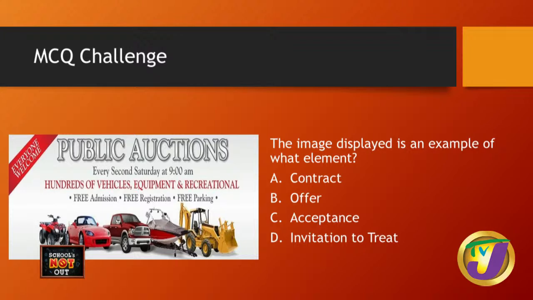So here's our question. The image displayed is an example of what element of contracts? Is it a contract? Is it an offer? Is it an acceptance? Or is it an invitation to treat? Think about this question. Now, let's see what our answer is. If you said D, an invitation to treat as well, you are correct. So far we have looked at two questions where the answers are invitations to treat.